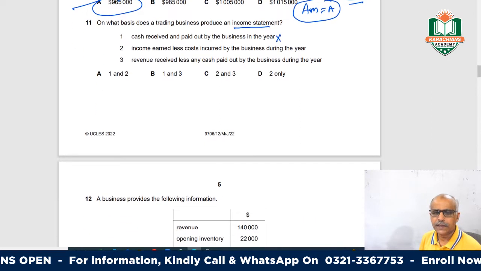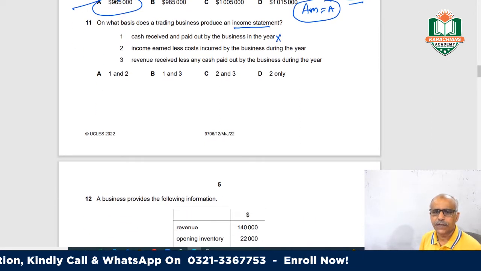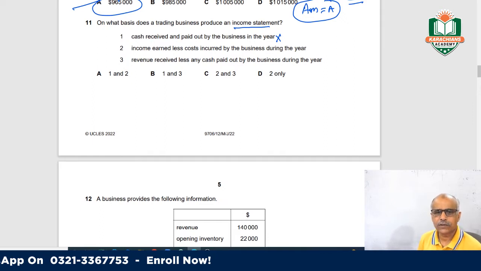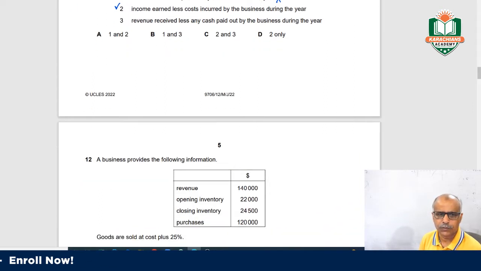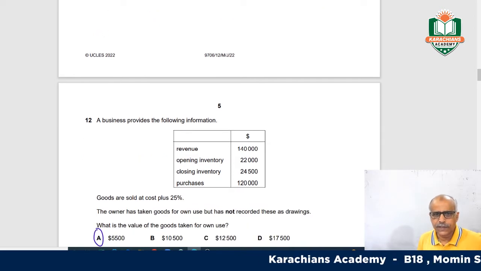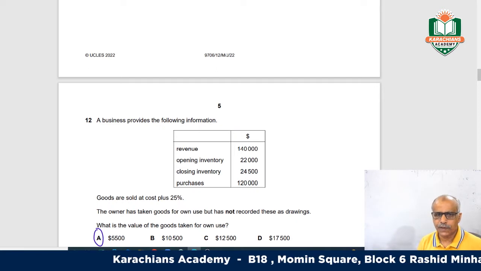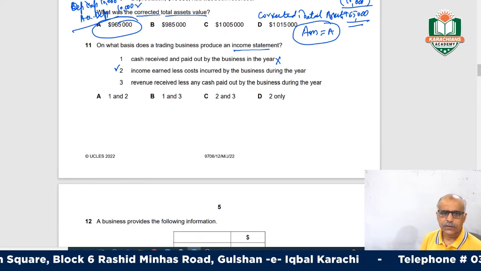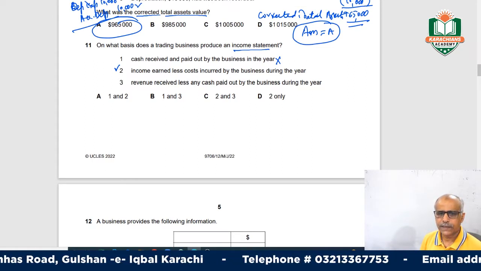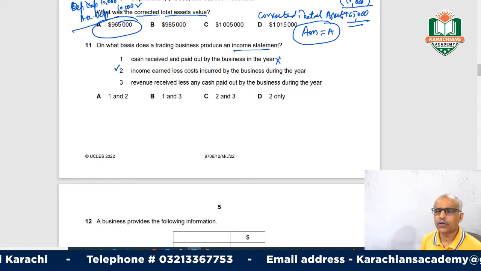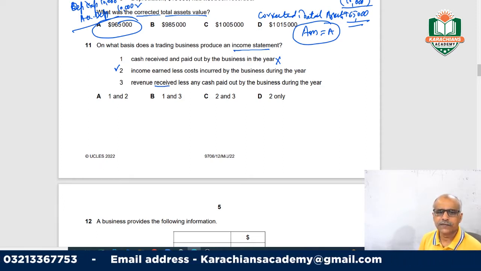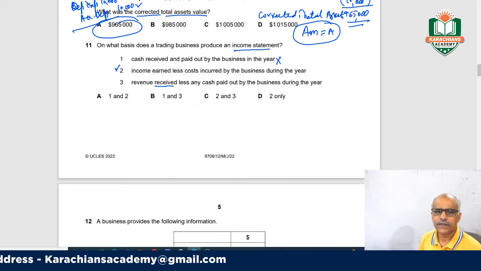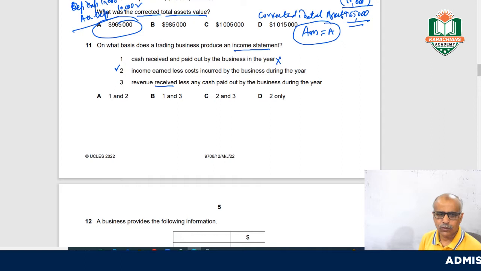So income earned less cost incurred by the business. Yes, income earned and cost. So this is true. Revenue received less... just 1 minute. So revenue received, okay, less any, no, not revenue received. Again, received is cash basis. So revenue which is earned, whether it is received or not. So this is also wrong.